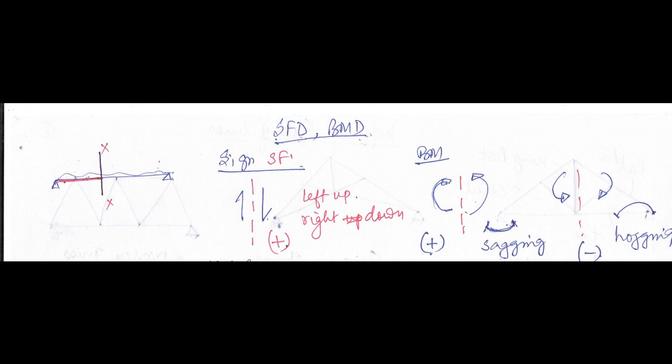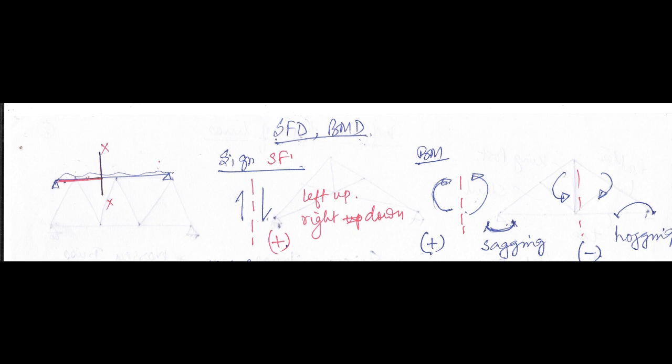Let us now define what is bending moment. Bending moment is the algebraic sum of all the moments either at the left hand side or at the right hand side of the section. The sign convention for the bending moment is that on the left hand side, if the bending moment is clockwise, or on the right hand side, if the bending moment is anti-clockwise, then it is positive.